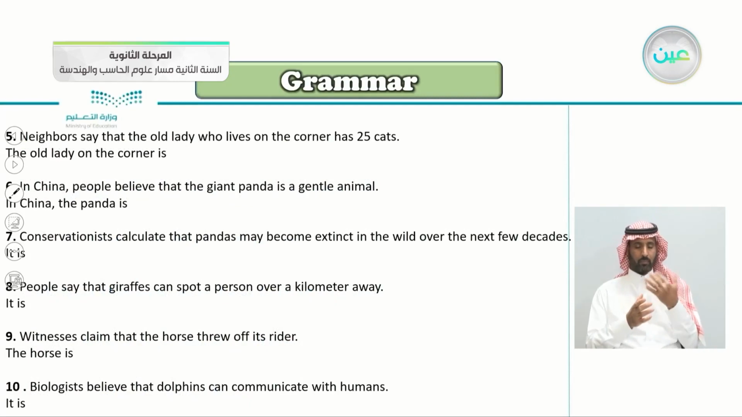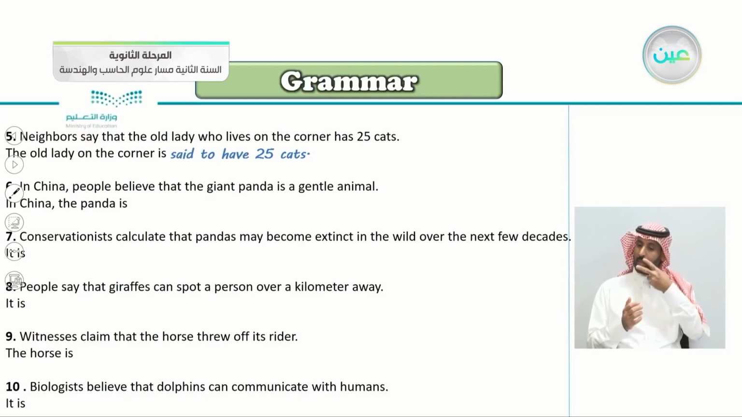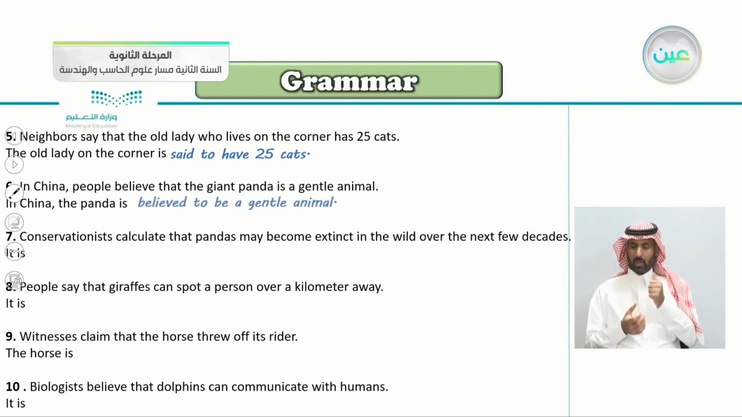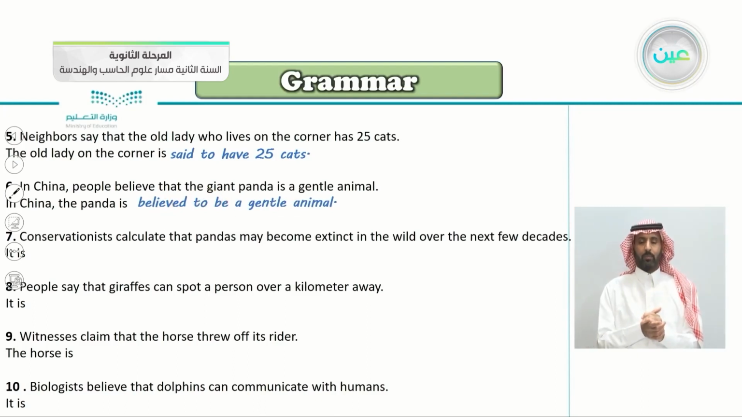Number 5 here, neighbors say that the old lady who lives on the corner has 25 cats. Neighbors say. So the old lady on the corner is, yes, said to have 25 cats. Number 6, in China, people believe, so now we know what to write, that the giant panda is a gentle animal. So in China, the panda is, yes, believed to be a gentle animal.